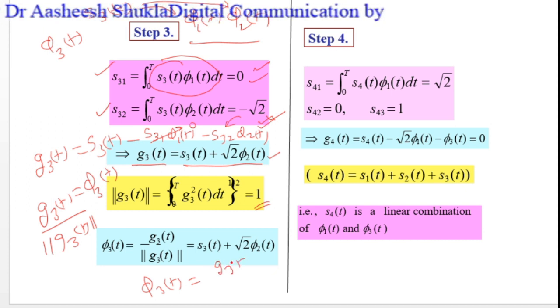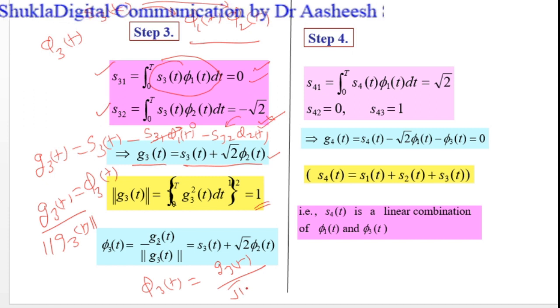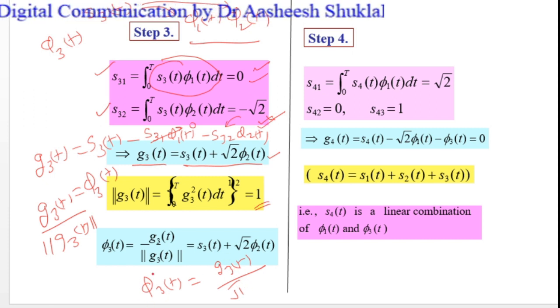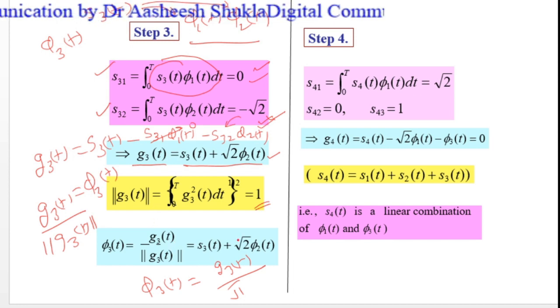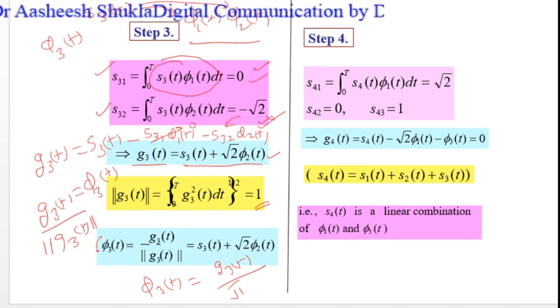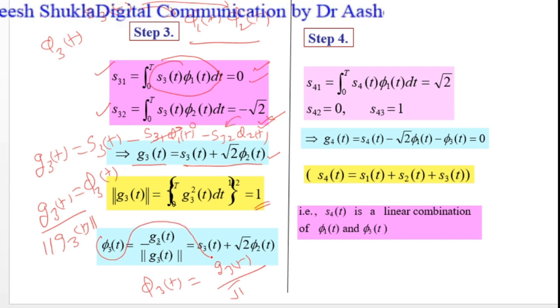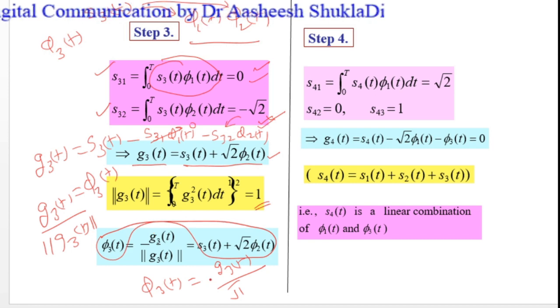So if the norm of g3(t) is equal to 1, it means phi 3(t) can simply be equal to g3(t) divided by the norm of g3(t), which is the square root of 1. So g3(t) is equal to phi 3(t), because root 1 is equal to 1. And g3(t) is S3(t) plus root 2 times phi 2(t). So phi 3(t) is equal to S3(t) plus root 2 times phi 2(t). This is your phi 3(t).